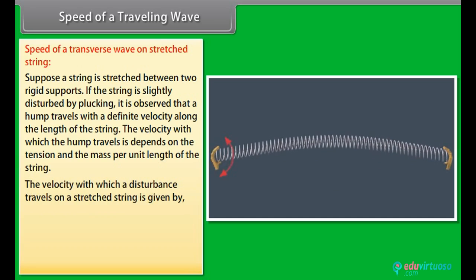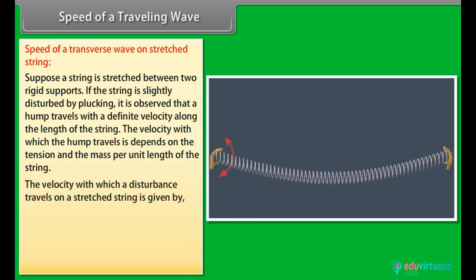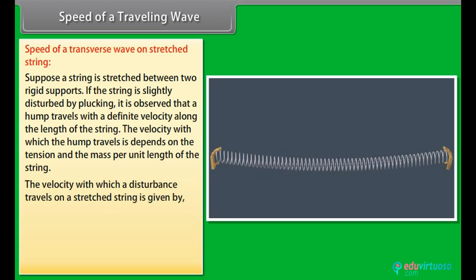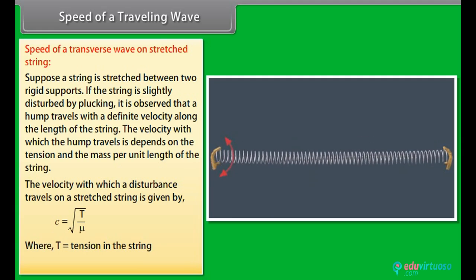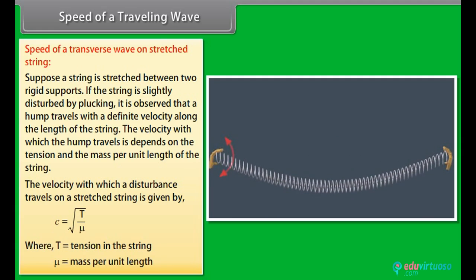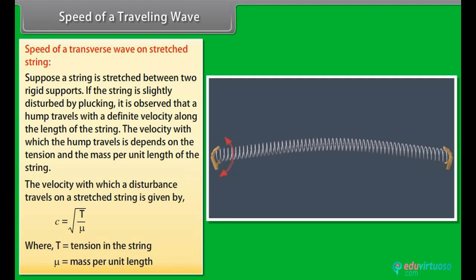The velocity with which a disturbance travels on a stretched string is given by C = √(T/μ), where T is the tension in the string and μ is the mass per unit length.